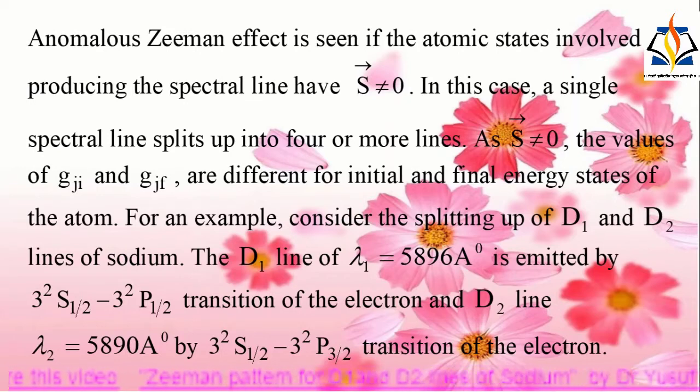For an example, consider the splitting of the D1 and D2 lines of sodium. The D1 line, lambda 1 equal to 5896 angstrom, is emitted by the transition of the electron from 3 square S half to 3 square P half, and the D2 line, lambda 2 equal to 5890 angstrom, by the transition from 3 square S half to 3 square P 3 by 2.